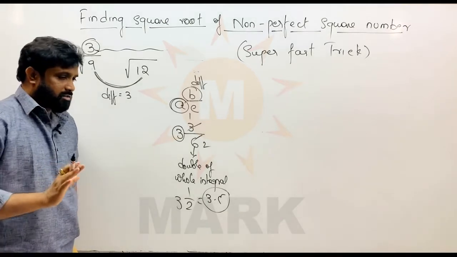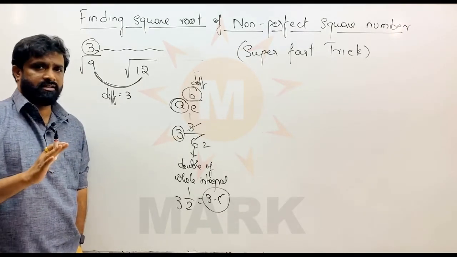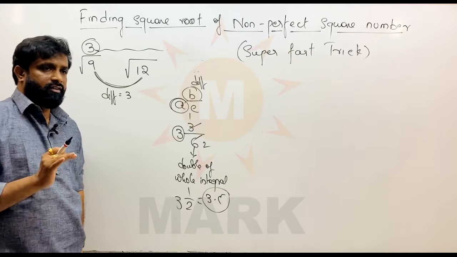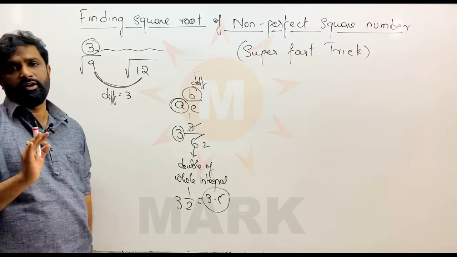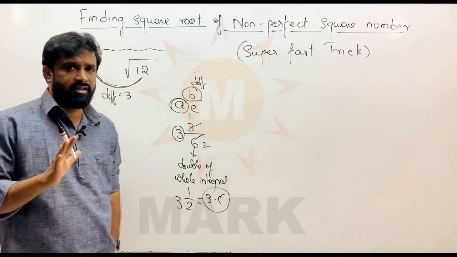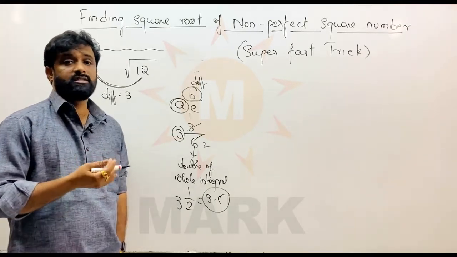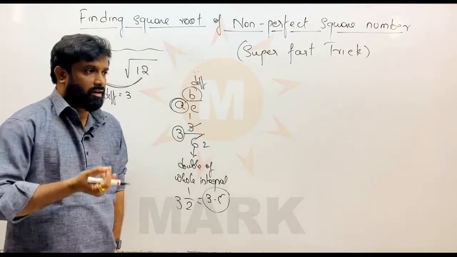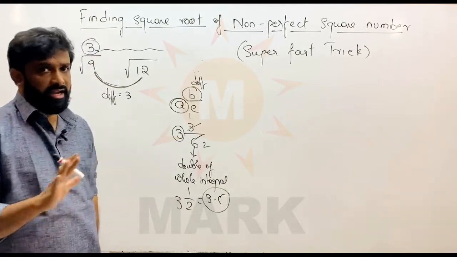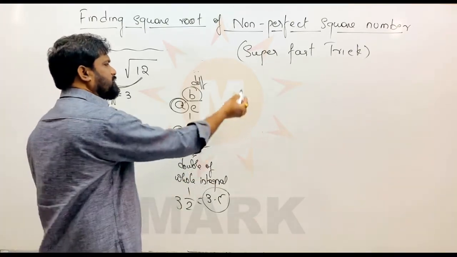See, sometimes we cannot get exact, 100% accurate answers, but this method will give you 99% accurate values. 95 to 99% accuracy will be there. Particularly in competitive exams, when you want to find a square root up to 2 decimal places, this method is highly useful. Now my dear friends, let us go for another example.